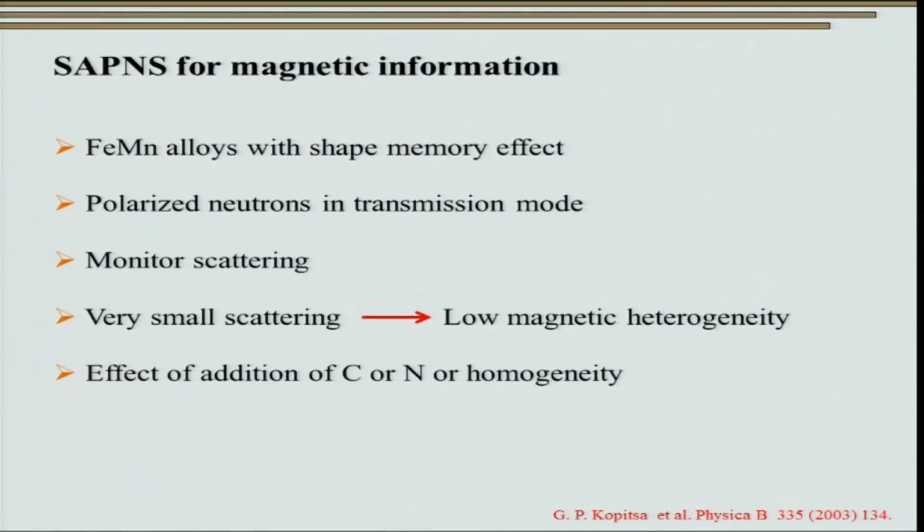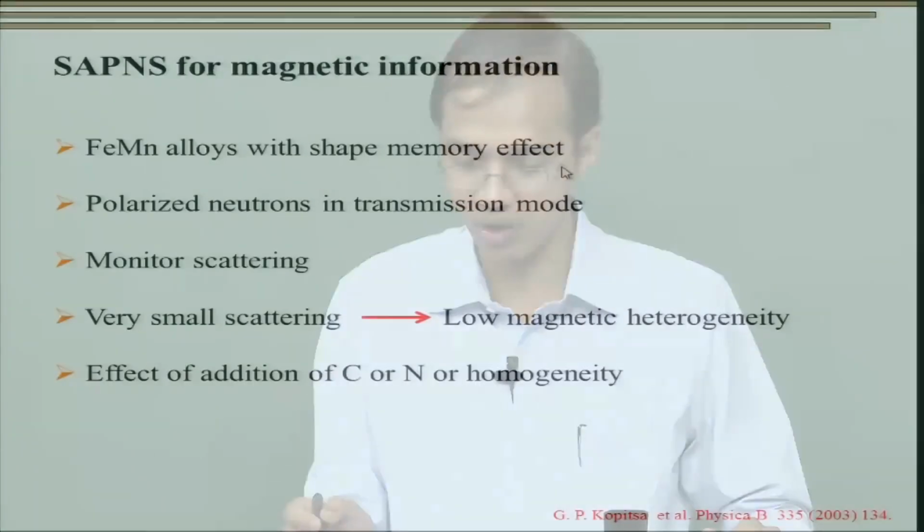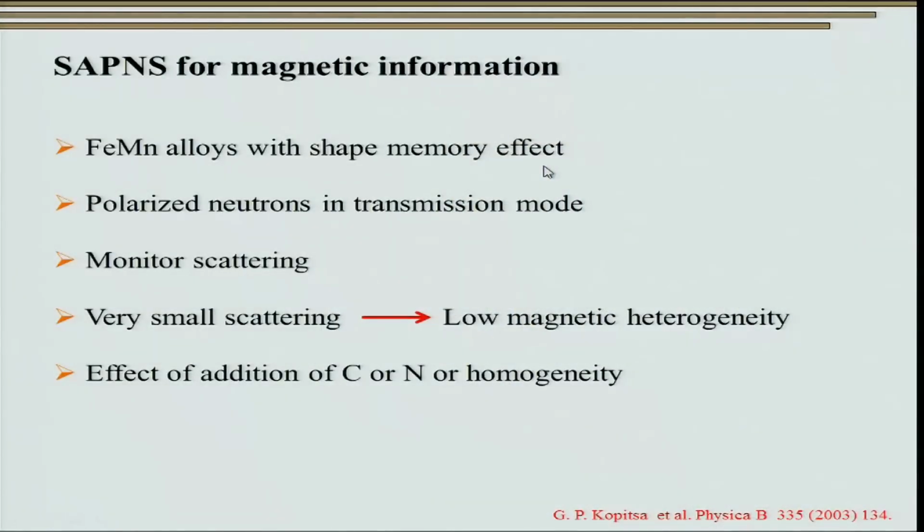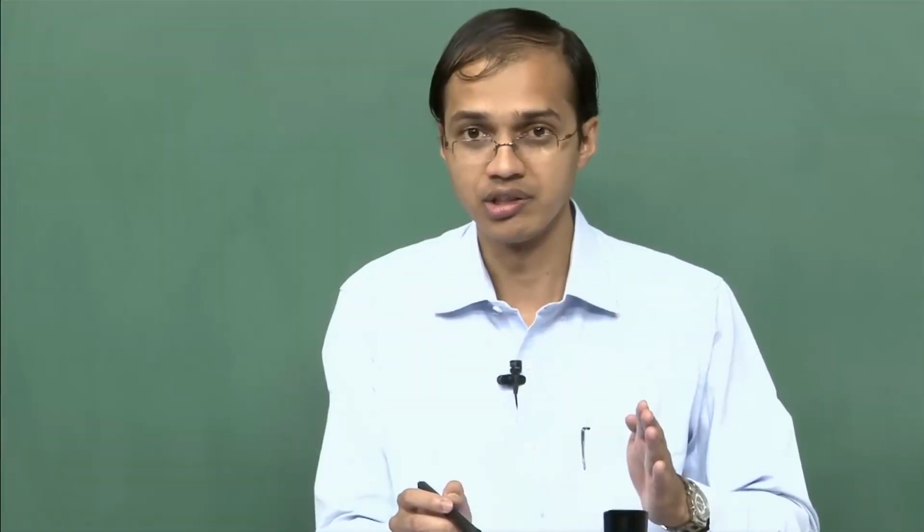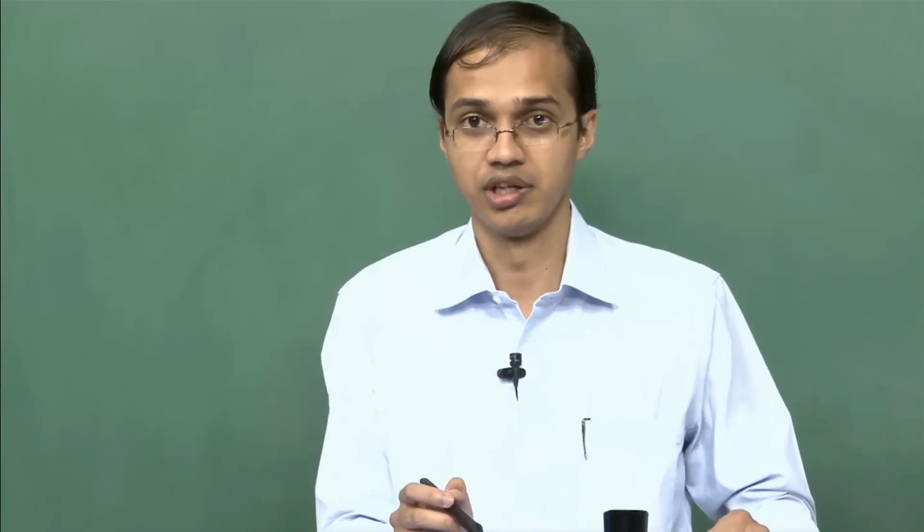So, this example is from a paper by Kopitsa et al. There is an iron manganese alloy, right, which has shape memory effect. So, once you change it as a function of stress and go from one austenite phase to another phase, it remembers its shape. We used polarized neutrons in transmission mode, and in this case these are nice metallic materials. Instead of having a suspension, these were rolled plates of about 3 millimeter thickness, right.